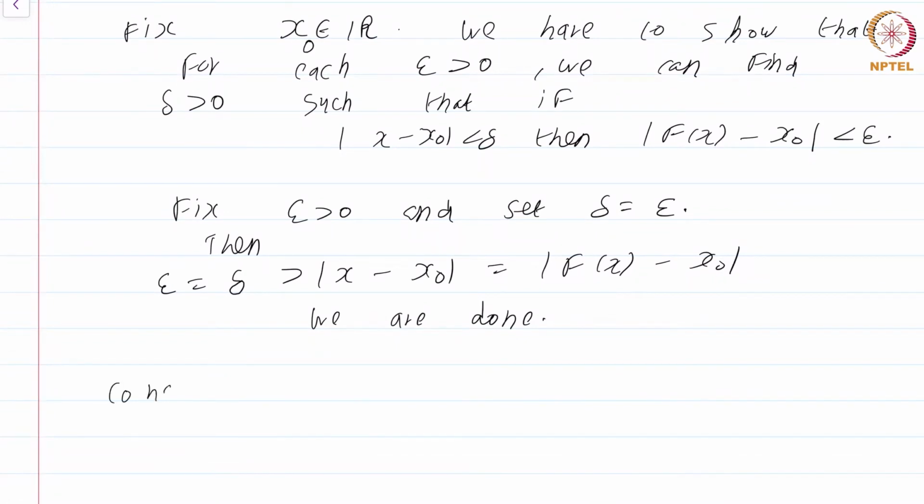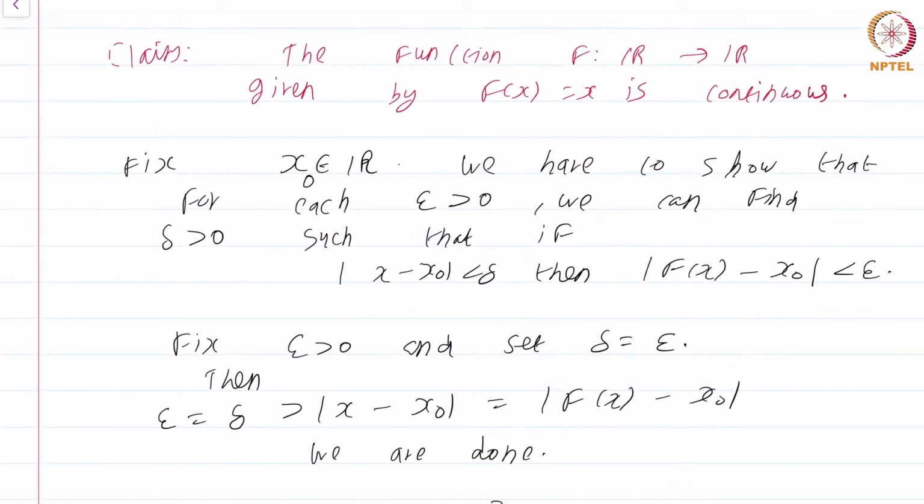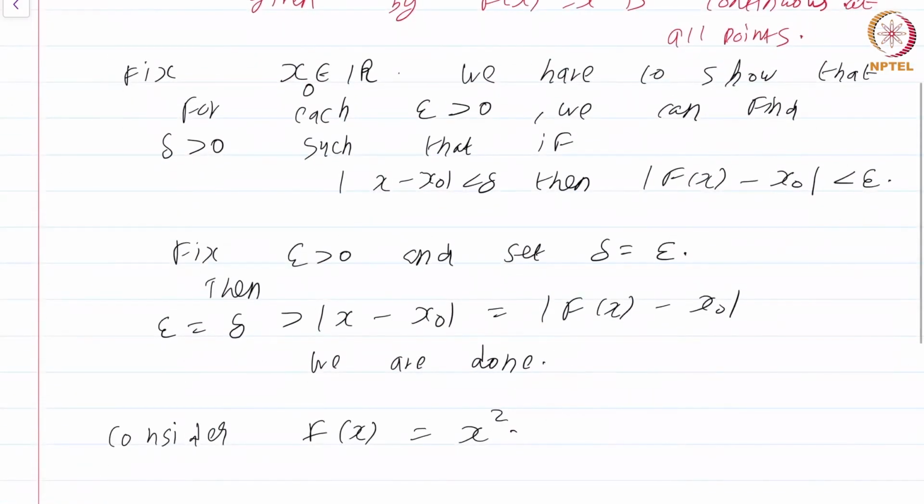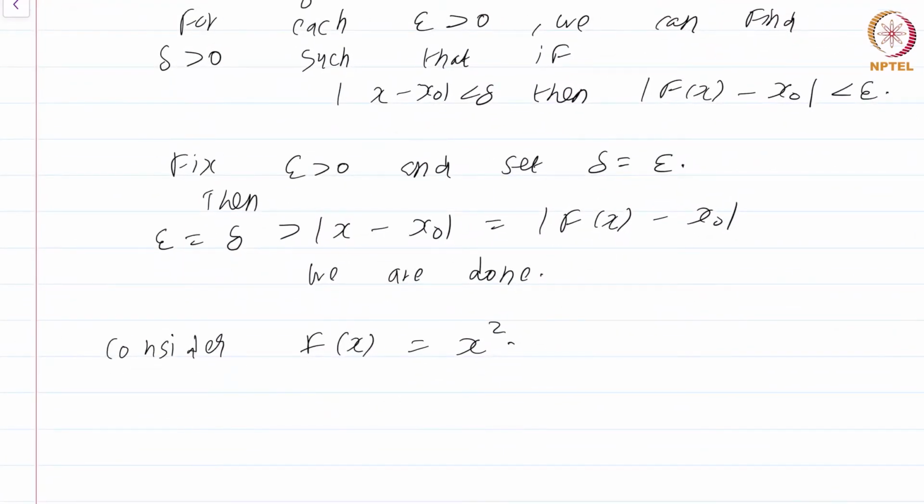Okay, now a slightly more complicated example, only slightly more. Consider f of x equals x squared. I want to claim this is also continuous at all points. Now how do I show f of x equal to x squared is continuous at all points? Well, fix x naught in R again, and fix epsilon greater than 0.